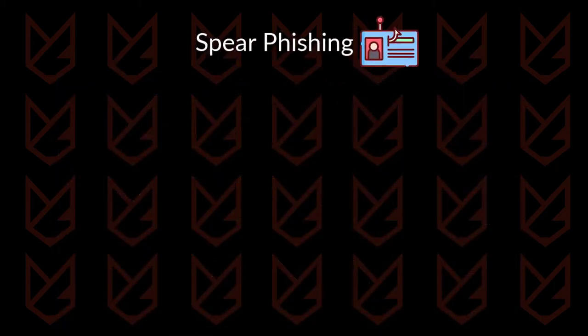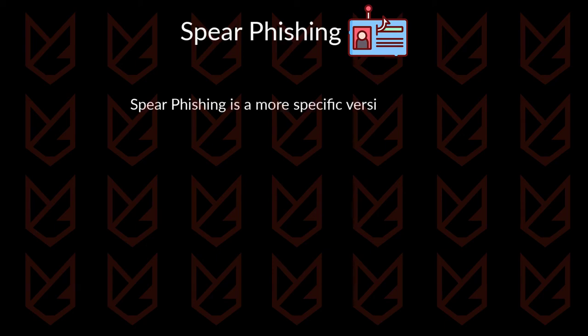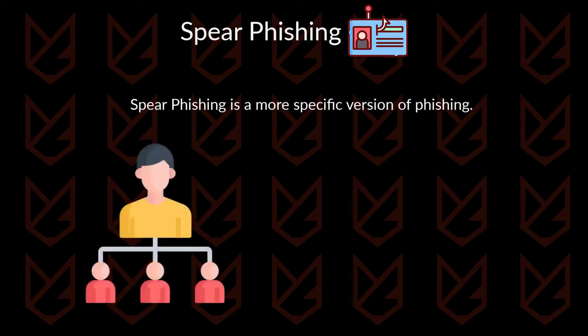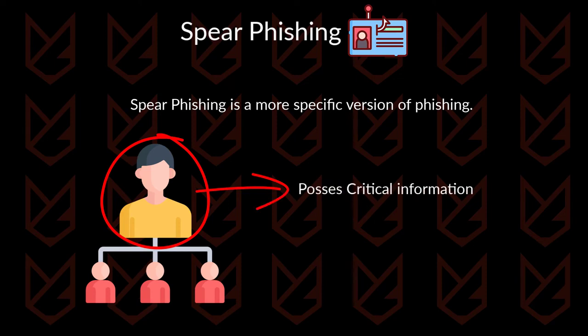Spear phishing. Spear phishing is a more specific version of phishing. It is a personalized attack on a specific victim who possesses critical information. We have a dedicated video on spear phishing. You can check that out from the description or from the I button.